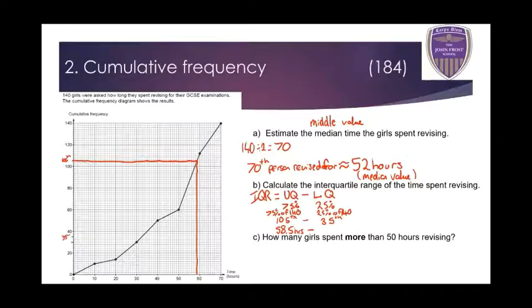The 35th person. Take that line across. Take your time. And there, bring it down. And then we see that every square is 1 on the x-axis, so we've got 32.5 hours. And if you take those away from each other, 58.5, take away 32.5, you should get 26 hours, and that is the interquartile range.